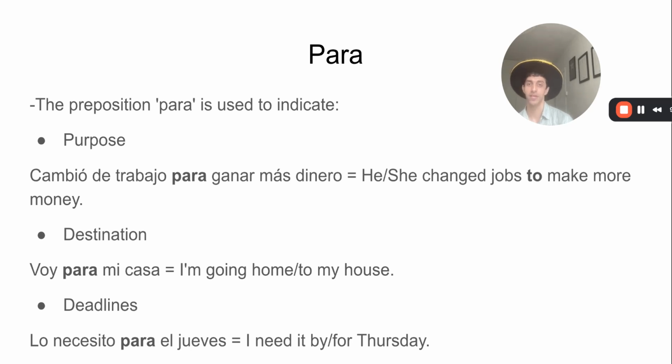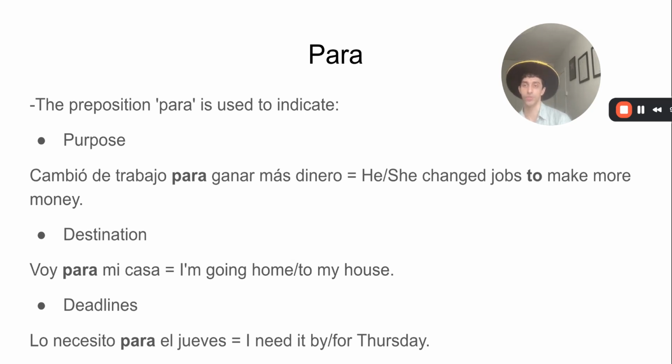Now we're going to look at the preposition para instead. So para is used to indicate quite a few things. It often does translate as for in English, but not necessarily. That can depend on its exact usage and the context as well. And the usage does differ from por. Each of these prepositions is used with different functions, really.